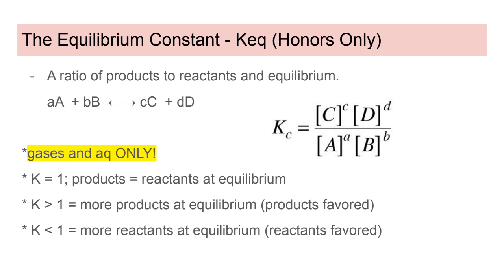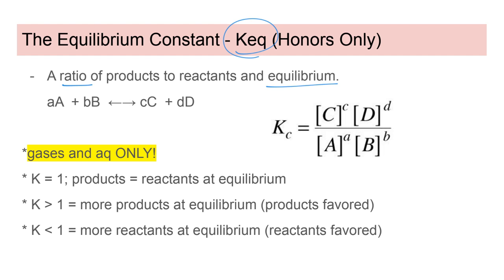Hi guys, this is just a quick video to explain what we are doing in class today with our equilibrium constant. So anytime you see this letter K, K represents our equilibrium constant. And basically our equilibrium constant is just a ratio of products to reactants, specifically at equilibrium.